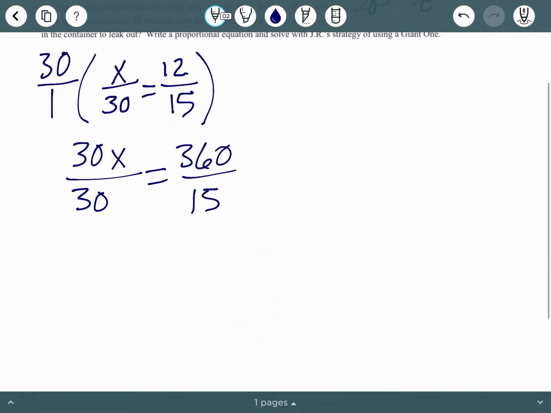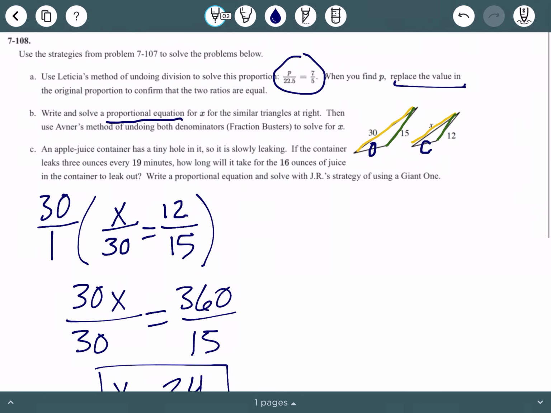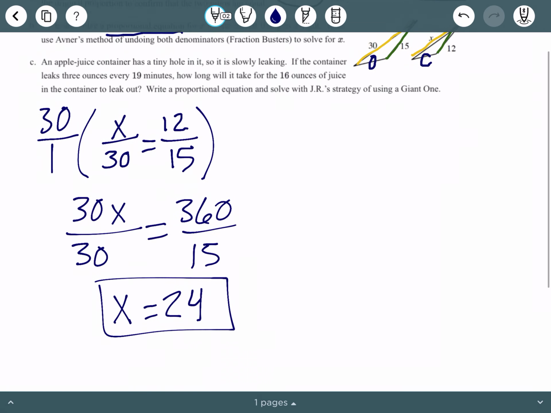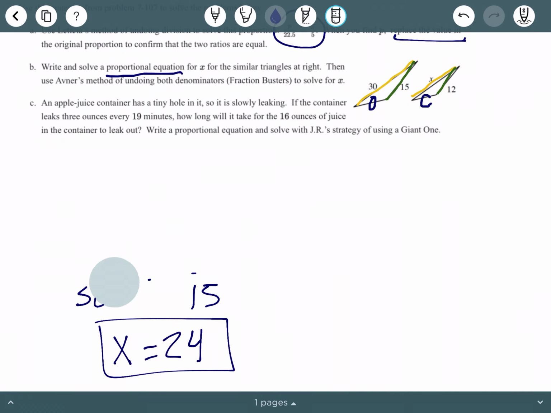Now, this is where the fraction buster comes into play. 30x divided by 30 gives me 1x, or just x. And then 360, of course, we're going to divide by 15. And when we divide by 15, we should get 24. So our x equals 24 in this case for part B. Okay, that's all we need to do for part B. So that was using the fraction busters method.